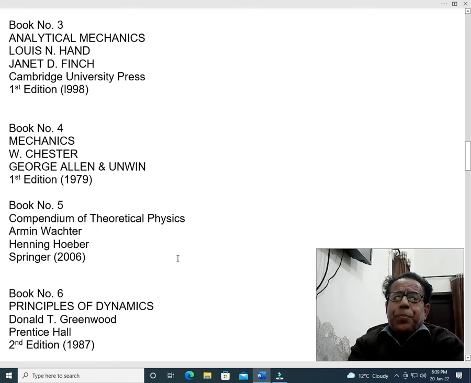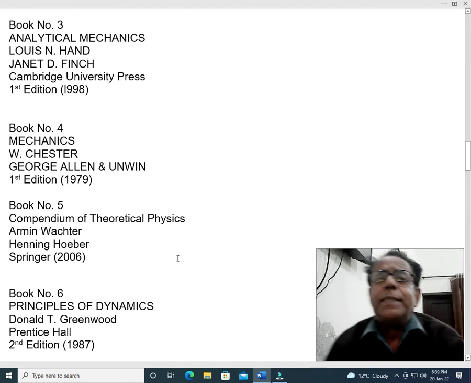Book number 5. This is a very comprehensive book and is not simply related to mechanics, but includes various branches of physics in addition to mechanics. So we have included this book in the list of books recommended for mechanics, but this book is very comprehensive and is equally useful and helpful in other courses of physics. Book number 5, Compendium of Theoretical Physics.